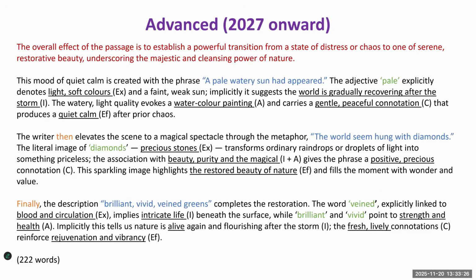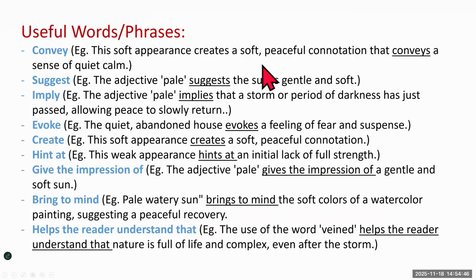So my suggestion is you start with the beginner version, move on to the intermediate, and if you are doing the 2027 syllabus, try the advanced version as well. Now let's move on to some useful phrases that you will need to use. Here are some useful words or phrases that you can use.